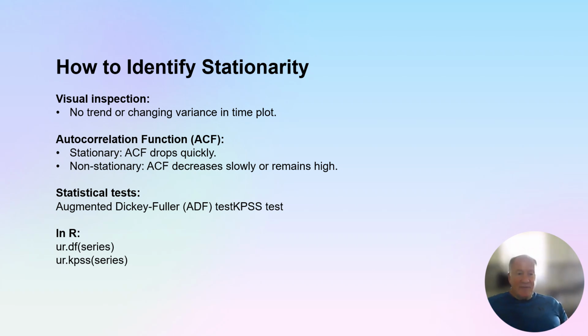So how do you identify if it's stationary? Well, first, a lot of times the easiest way is just to plot the data and see if there's a trend or some change in variance. We can also use the autocorrelation function. If it's stationary, the ACF will drop off quickly, and if it's non-stationary, the ACF decreases slowly or remains high the whole time. There's also a statistical test like the augmented Dickey-Fuller (ADF) test, and we can find those in R.